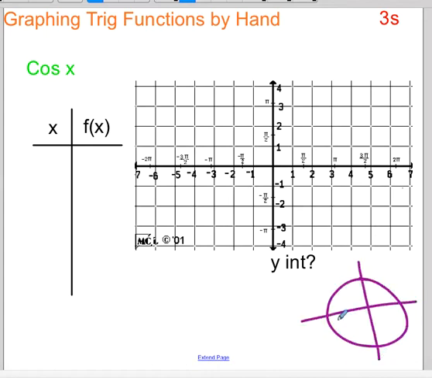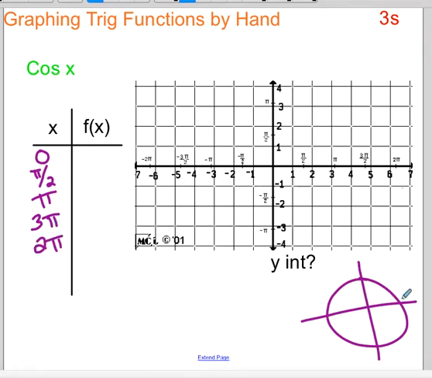And now I'm looking for cosine, which is the x coordinate, right? Cosine is the x coordinate. So I'm still going to plug in all of these angles, and again, they're all in radians. We're not really dealing with degrees. So I'm going to say 0 radians, pi over 2, pi, 3 pi over 2, and 2 pi. Those are all the positive ones.